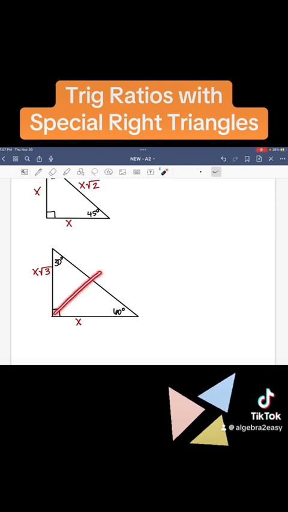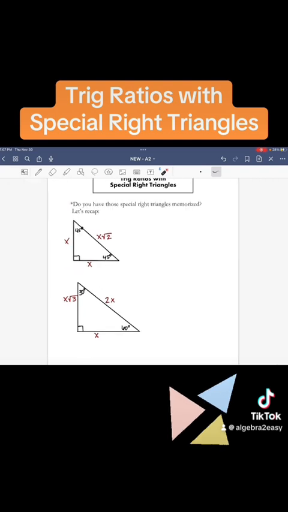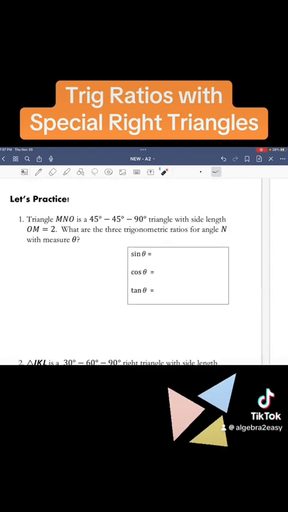Now, also remember across from your right angle, which is your hypotenuse, it's going to involve X, but there's also going to be a 2. Notice that your hypotenuse for both have a 2 involved. So that was a quick recap. So let's go ahead and do some practice problems. So let's flip it over.